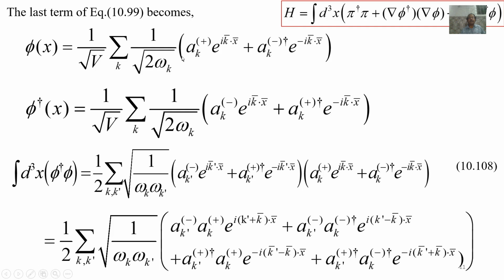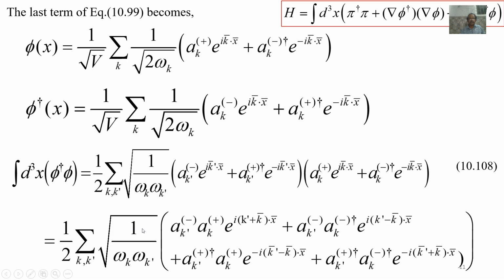Pi dagger of x is given by this expression. And we are going to simplify the integral over d cube x of pi dagger multiplied by pi. See here, this is your pi dagger and this is your pi. So we have taken all these common terms out. So this is given by this expression.